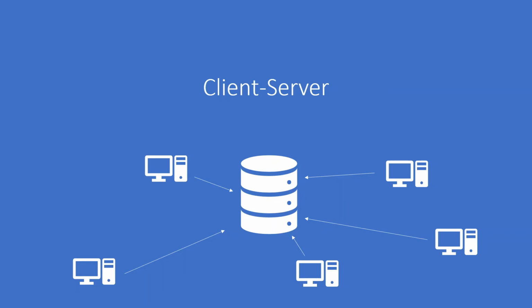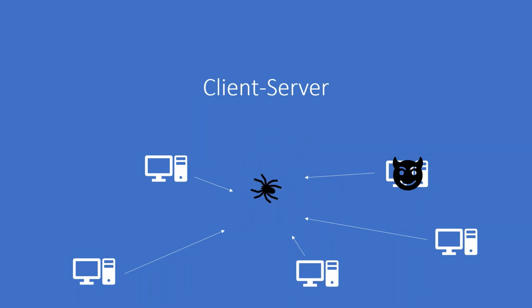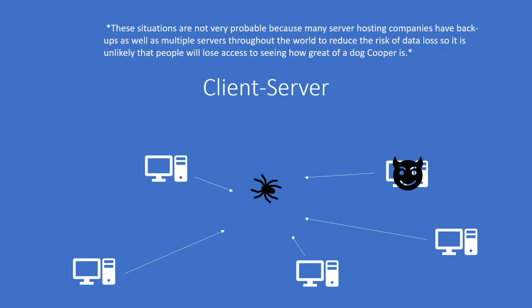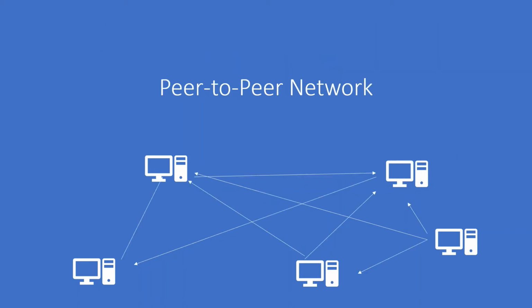Now, I know what you're asking yourself. What if the server gets destroyed in a fire? Nobody will ever be able to see how great of a dog Cooper is anymore. Or what if the email server gets taken down by evil hackers and I can't send funny email forwards to anyone? Well, that is what is super neat about the peer-to-peer network architecture. With the P2P architecture, the system is considered decentralized because there is no central server that hosts everything, but rather data is spread out and clients can interact directly with one another.